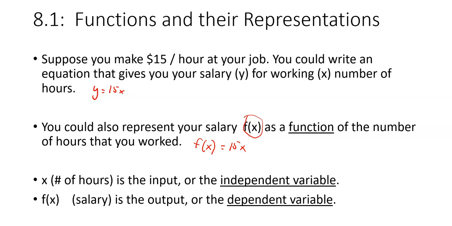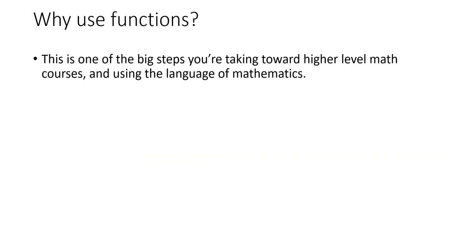So you might say, I worked 10 hours this week. Your number of hours is the independent variable because you tell me how many hours you worked. The salary or the output depends on what you tell me. So if you tell me you work 10 hours a week, then I can give you the function evaluated at 10. So 15 times 10 gives you 150. So the independent variable is the number of hours that you worked. The dependent variable is the salary that you earned for that amount of work. Independent, dependent.